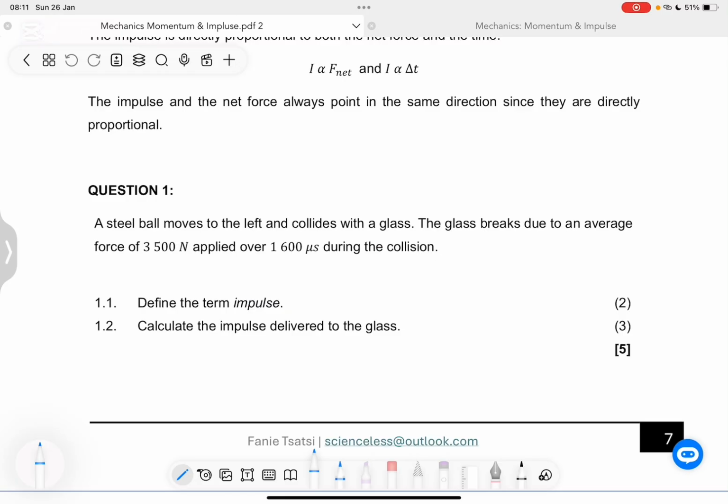Let us use the definition of impulse from our previous lesson to solve problems. We are going to look at question 1.